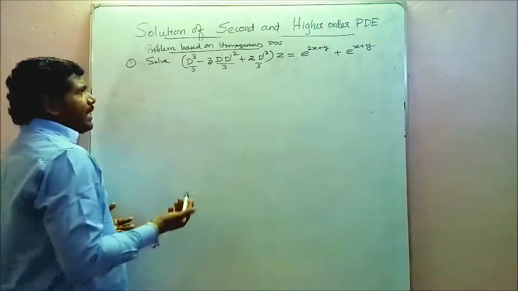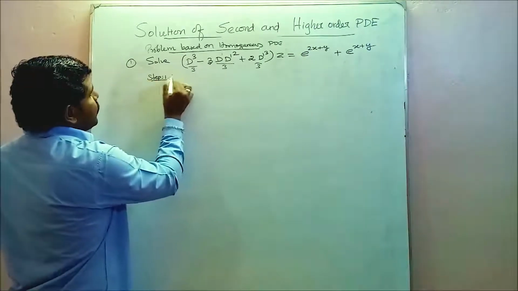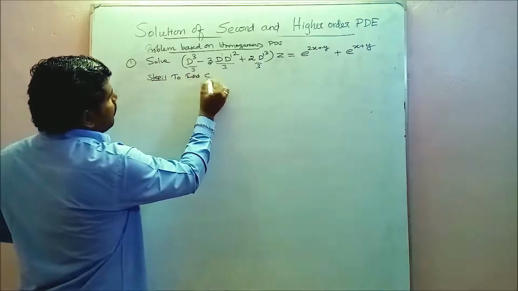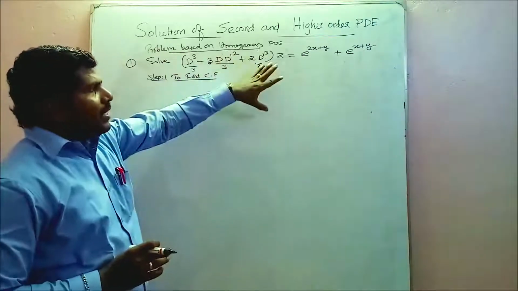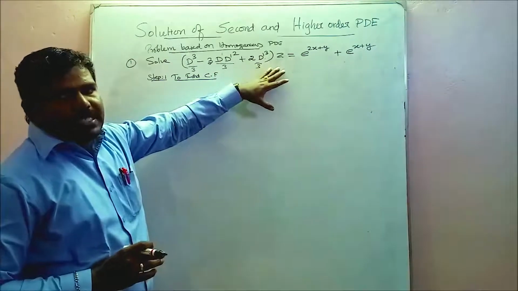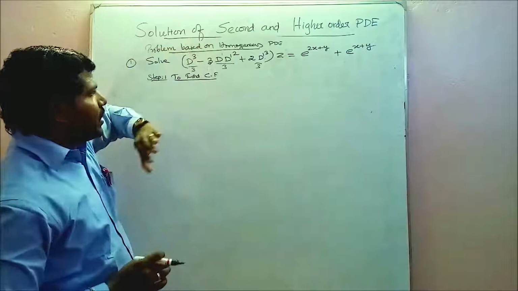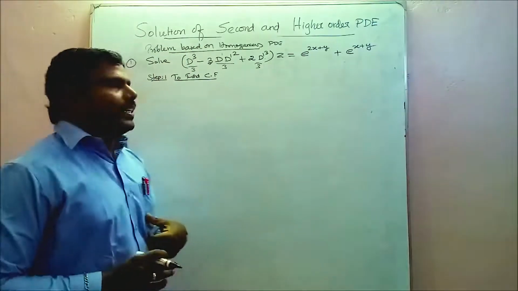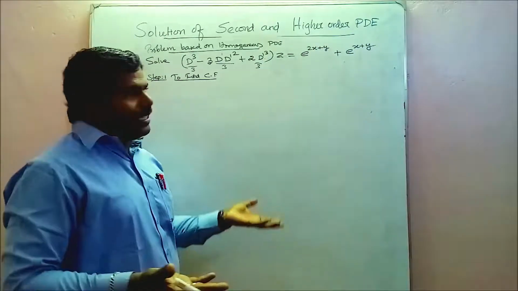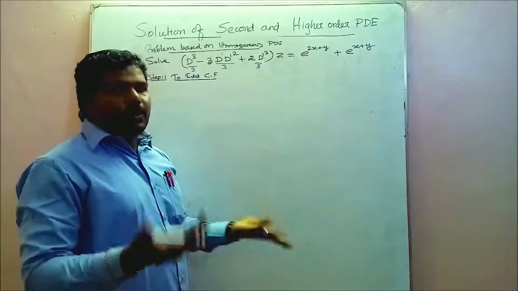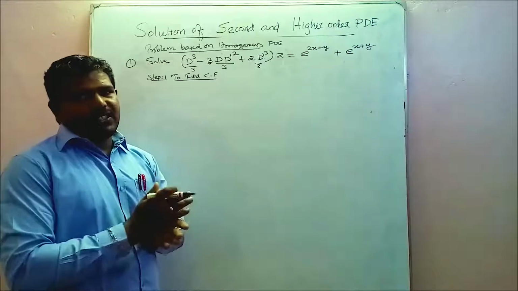Now to solve this, we have two steps. Step 1 is to find the complementary function. If you take any homogeneous partial differential equation, the solution is of the form z equal to CF plus PI. Step 1 is to find the complementary function, step 2 is to find the particular integral. Suppose the RHS value is 0, there is no need to find the particular integral, and we can stop with the complementary function.